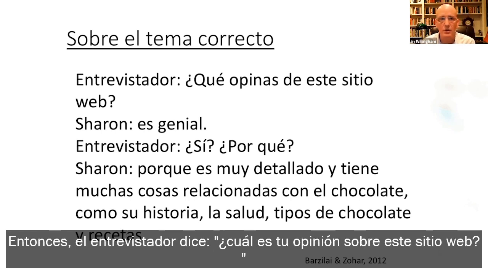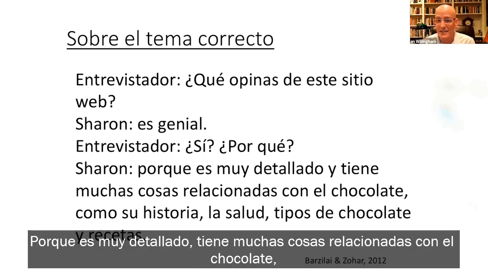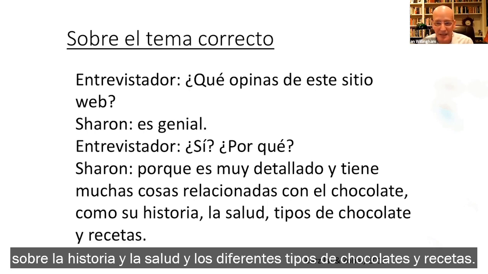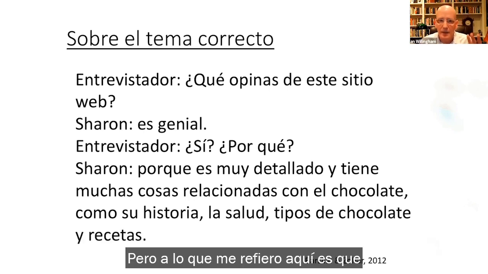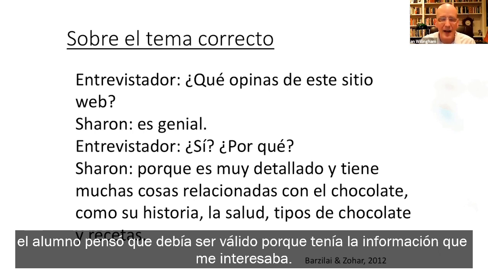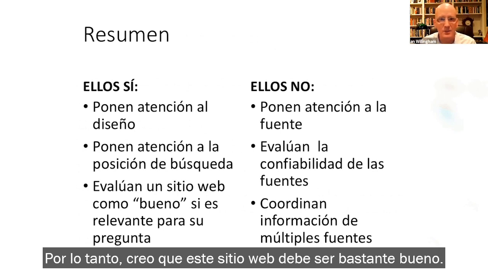So the interviewer says, "What's your opinion about this website?" "It's great." "Oh yeah, why is that?" "Because it's really detailed, has lots of things related to chocolate, about the history and health and different types of chocolates and recipes." And it turned out this was a website that had been put together by a consortium of chocolate producers, unsurprisingly. But what I'm drawing attention to here is that the student thought it must be valid because it has the information that I was interested in. I was looking for chocolate information, it has lots of chocolate information. Therefore, I think this website must be pretty good.